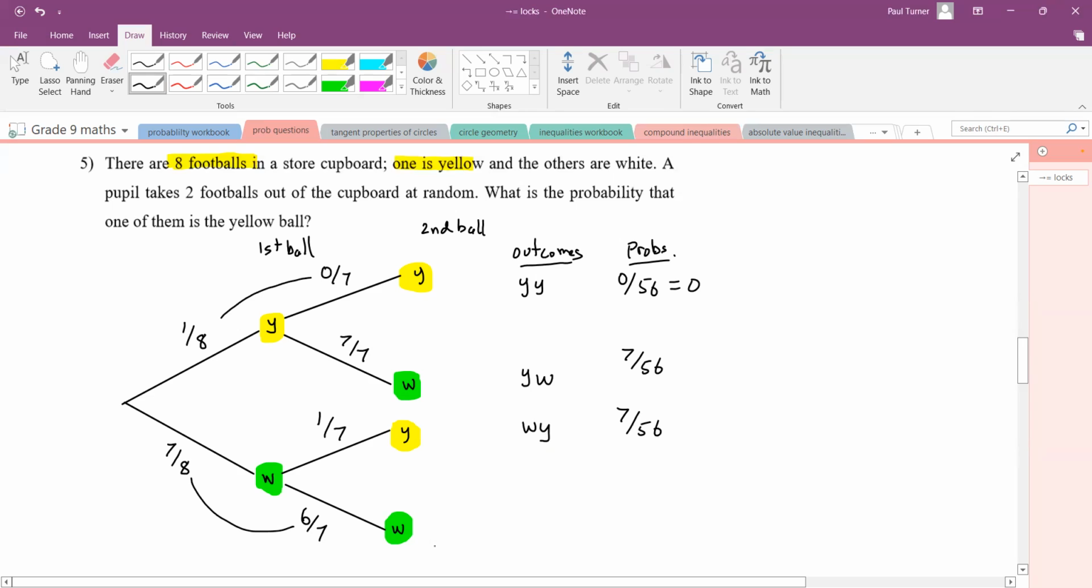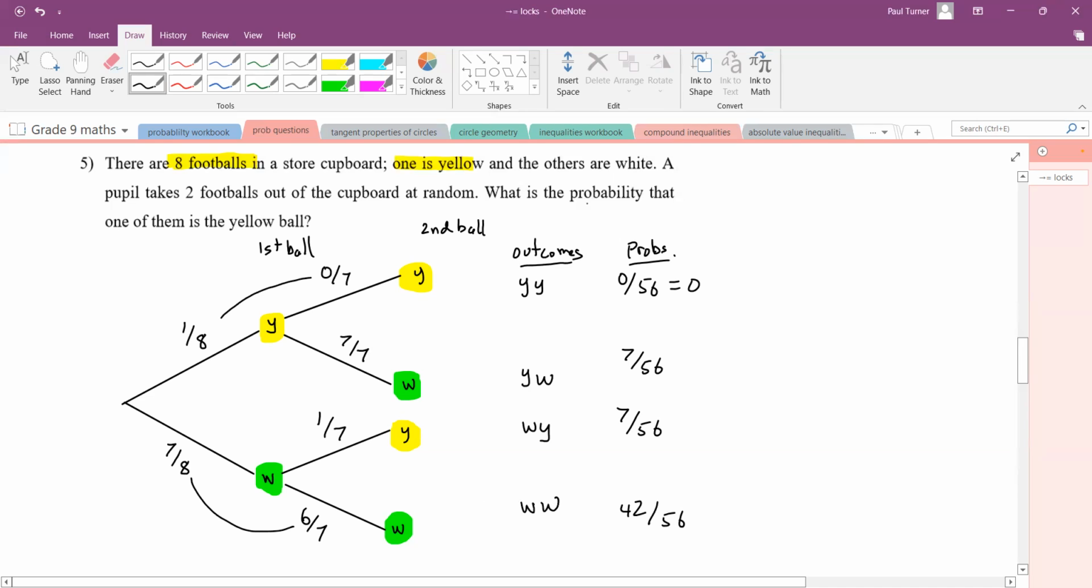And 2 whites is obviously going to be much more highly likely, isn't it? So that would be 7 sixes of 42 out of 7 eighths of 56. So this would be white, white.